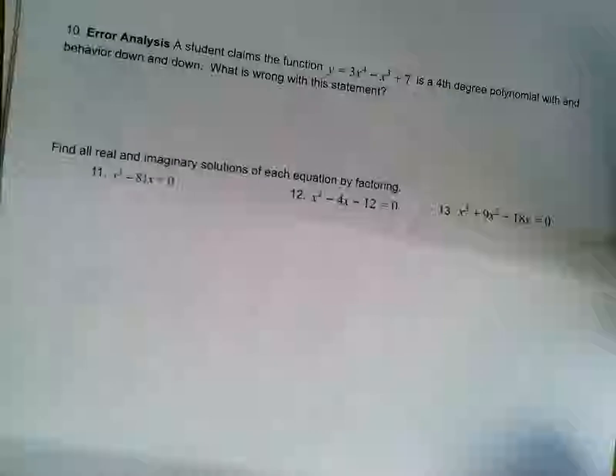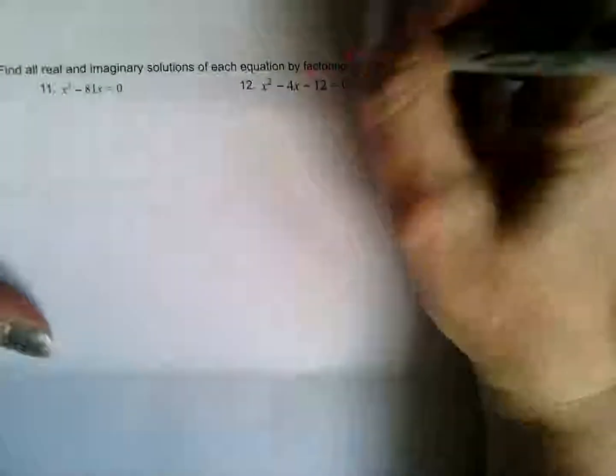Going to continue working on the review for the quiz over chapter 5, sections 1 through 4, and then section 9. So we're going to pick up here on number 11. We are supposed to find all real and imaginary solutions of each equation by factoring. Even though it says that we're only going to use factoring, that may be a little bit misleading. We'll see as we get through it that to solve equations by factoring, that's plan A.